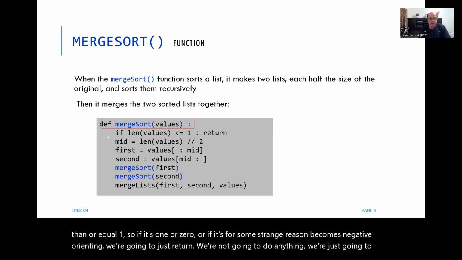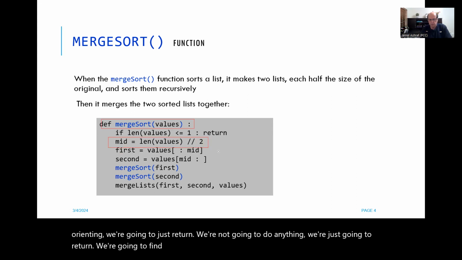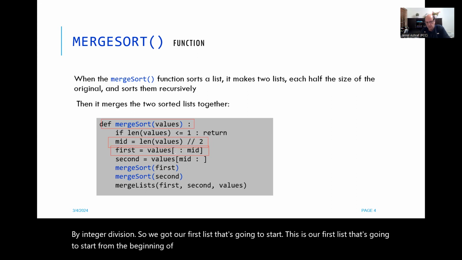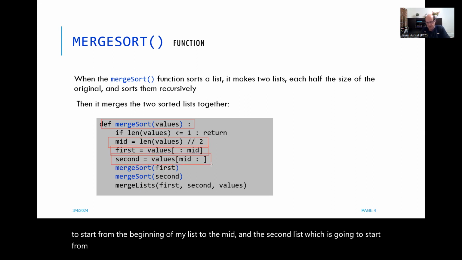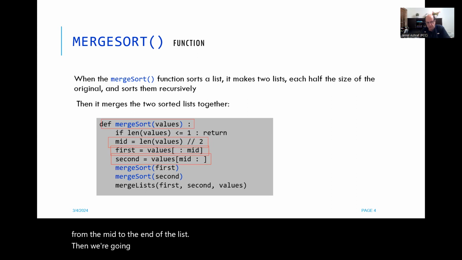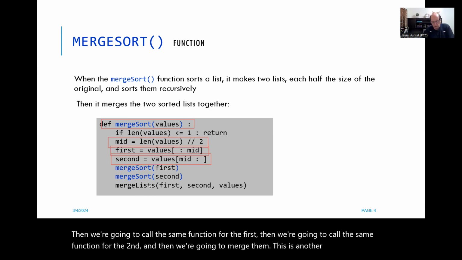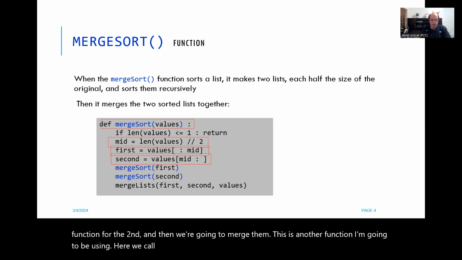We're going to find the midpoint by integer division. So we got our first list, which is going to start from the beginning of my list to the mid. And the second list, which is going to start from the mid to the end of the list. Then we're going to call the same function for the first, then call the same function for the second. And then we're going to merge them. This is another function I'm going to be using here. We call it a helper function to merge them together.